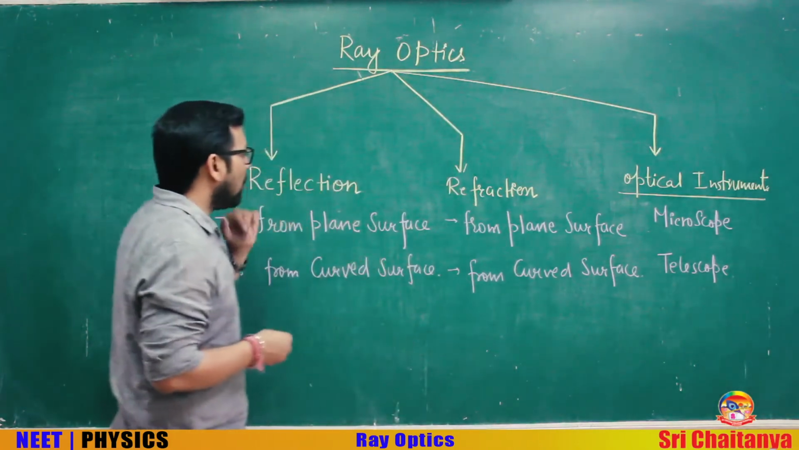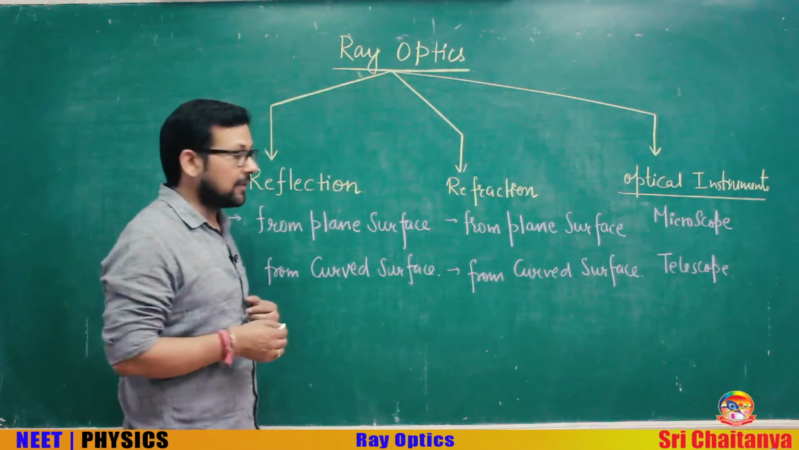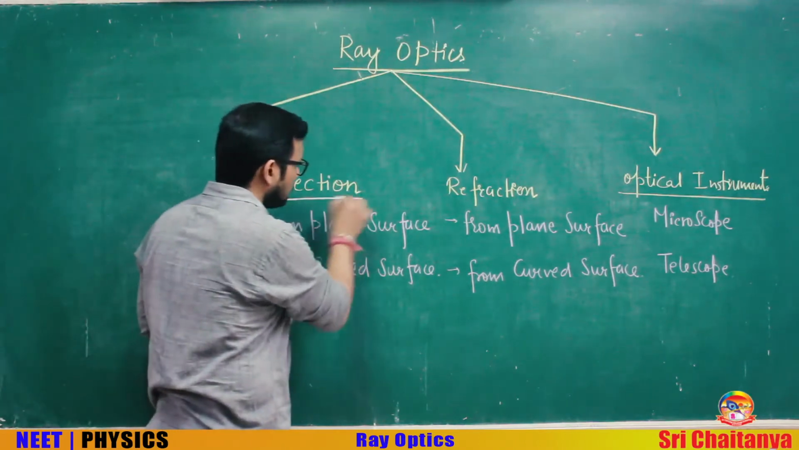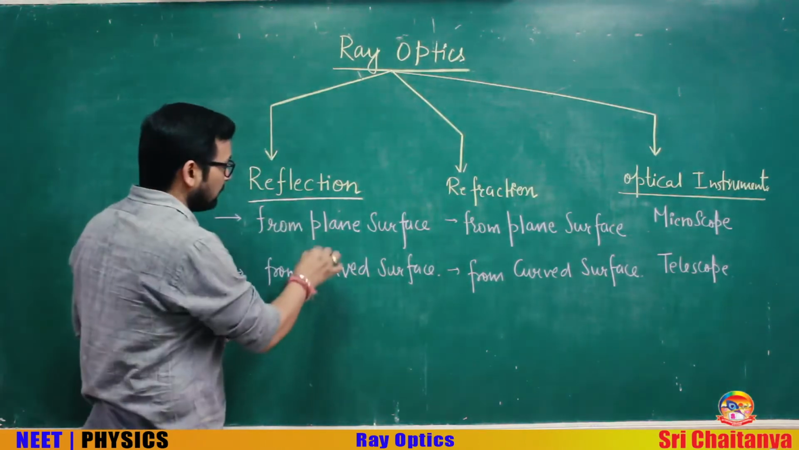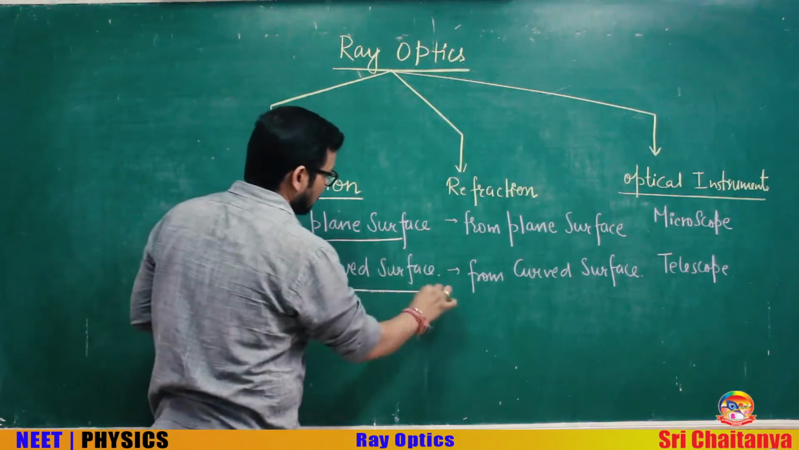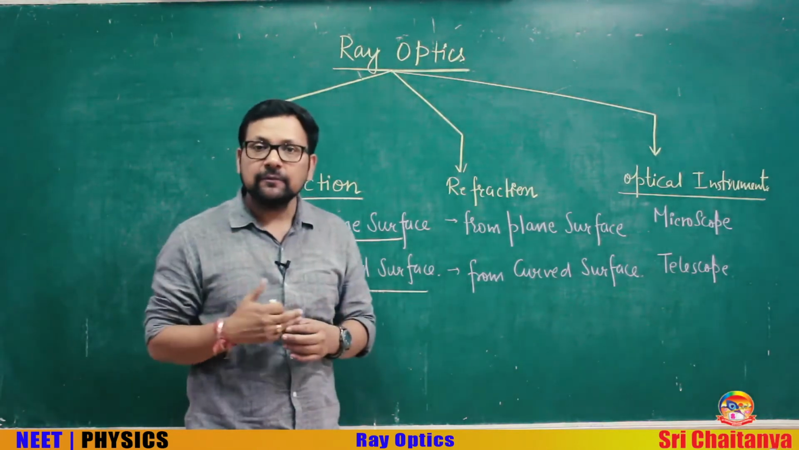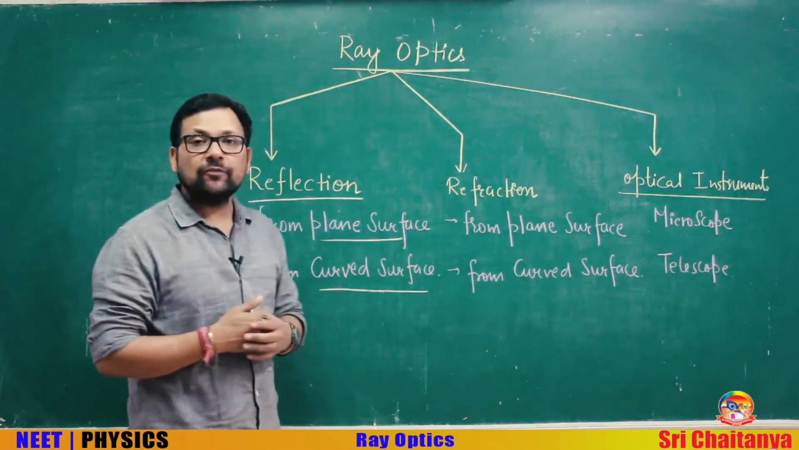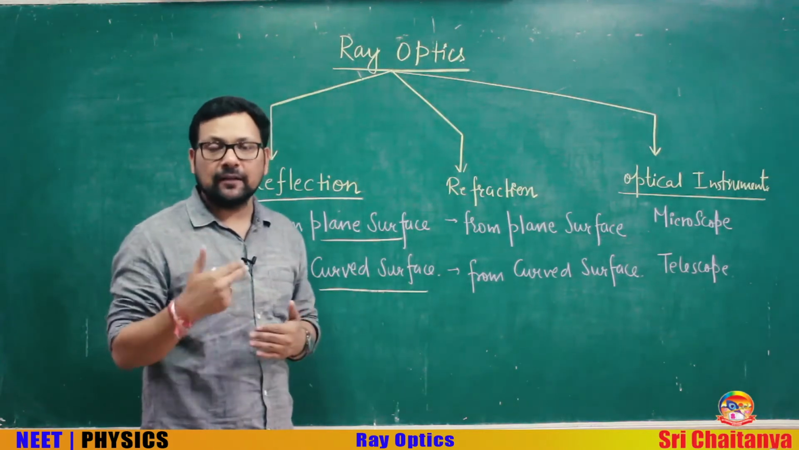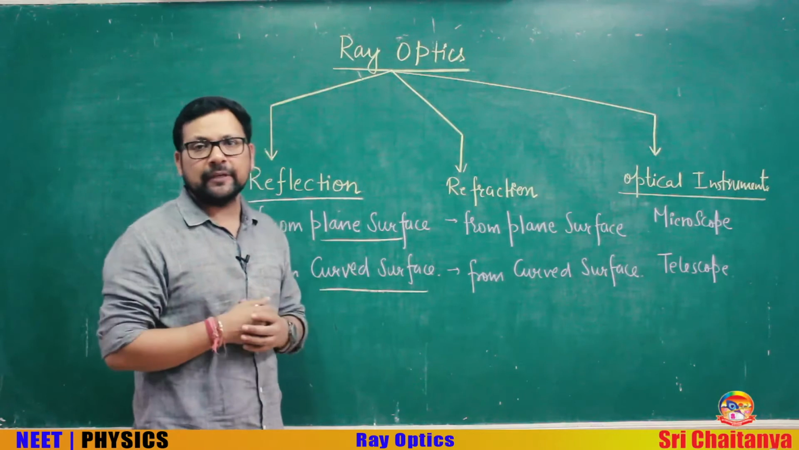See, this is ray optics and what you have to study is reflection from the plane surface and the curved surface. In plane surface, we will be studying the plane mirror. In curved surface, spherical mirror, concave and convex, then parabolic mirror.